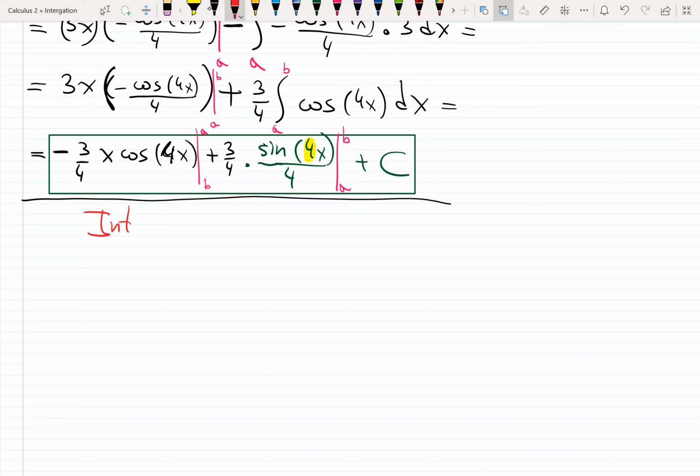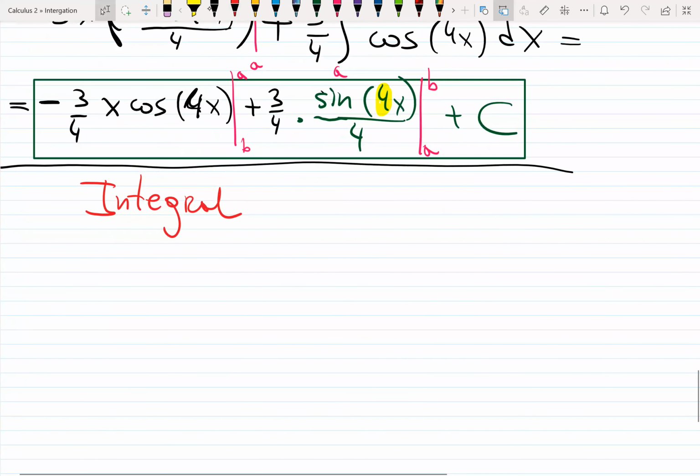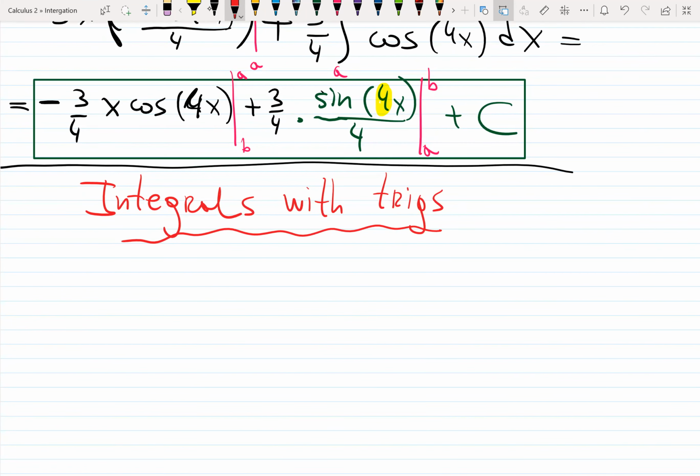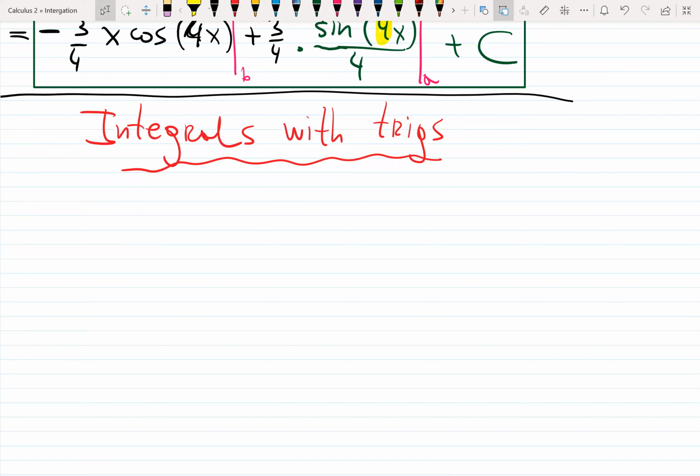Integration with trigs, integrals. So one chapter has two parts: integrals with trigs, that's the one that has trigonometric functions, and then integrals using trigs, that's the one that did not have integrals, and then we plug sine, secant, or tangent. So let's do the first one, integrals with trigs.